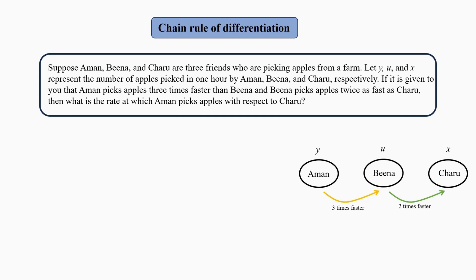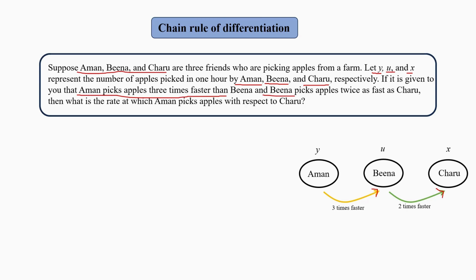Okay, so it is given that there are three friends, Aman, Beena and Charu. Y represents the number of apples picked by Aman, U represents the number of apples picked by Beena, and X represents the number of apples picked by Charu. Okay, it is given that Aman picks apples 3 times faster than Beena. Aman is 3 times faster than Beena in picking apples, and Beena is twice as fast as Charu. That means Beena is 2 times faster than Charu.